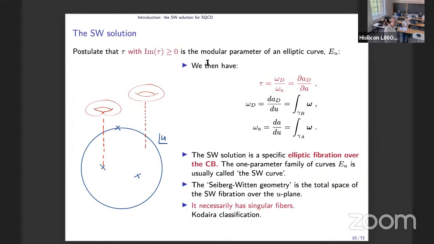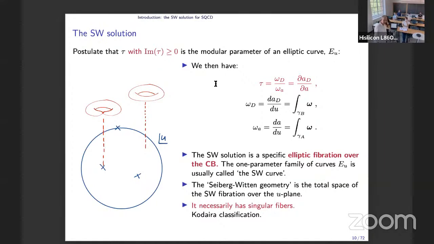So you introduce the auxiliary construct. This is still my U-plane in blue, but over each point on the U-plane there is an elliptic curve. In general, it's just a smooth elliptic curve with a choice of origin. But at the singular point, it will pinch in some prescribed way. That's the geometric realization of these physical singularities. This setup is what is called the Seiberg-Witten geometry, or sometimes the Seiberg-Witten curve.